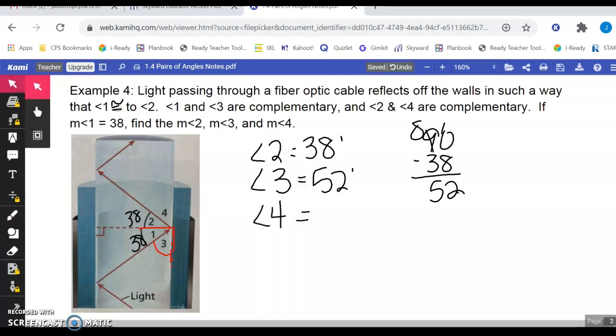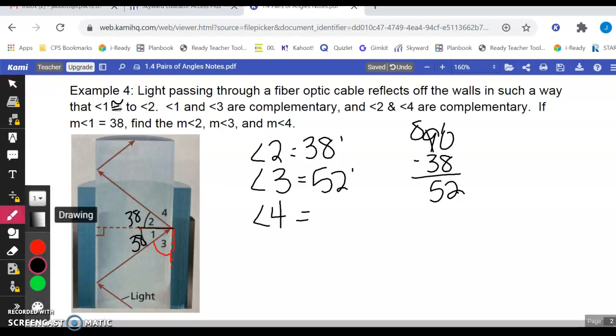And then we have to find the measure of angle 4. Angle 4 would be complementary to angle 2. Angles 2 and 4 would form a right angle. So I would think that angle 3 and angle 4 are congruent, since angles 1 and 2 are as well. So angle 4 would be 52.